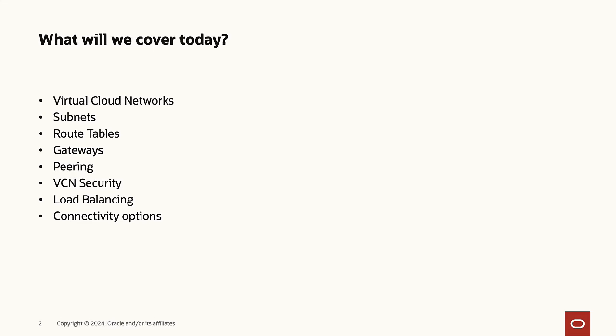So how can you distribute traffic among multiple servers within your backend set? Load balancers will help automate traffic distribution. And then we also will talk about some different connectivity options. So how will you connect over into your virtual cloud network that's running within Oracle Cloud? Will you use a VPN? Will you use FastConnect, which is like our dedicated virtual circuit option? So there's different connectivity options we'll take a look at as well.